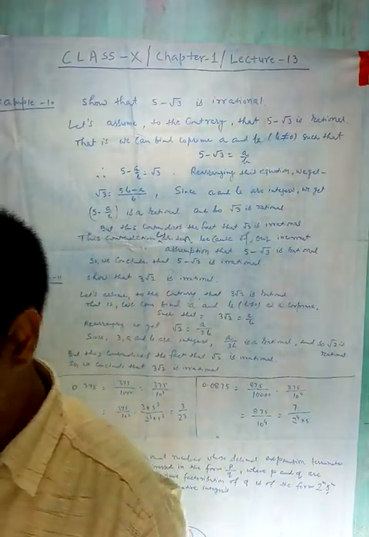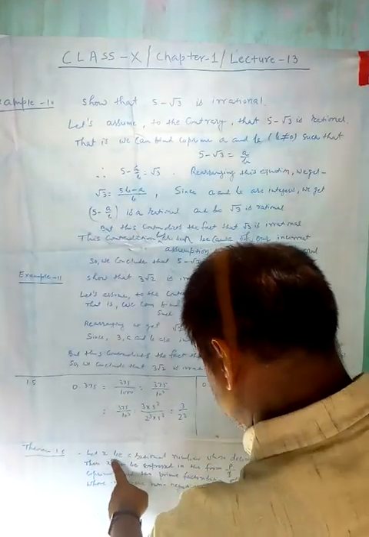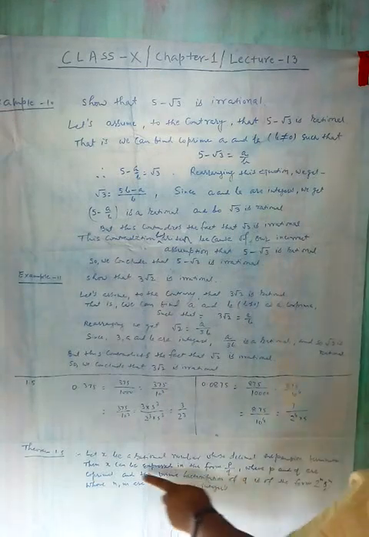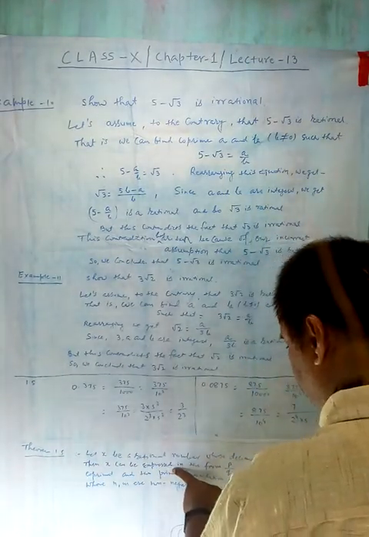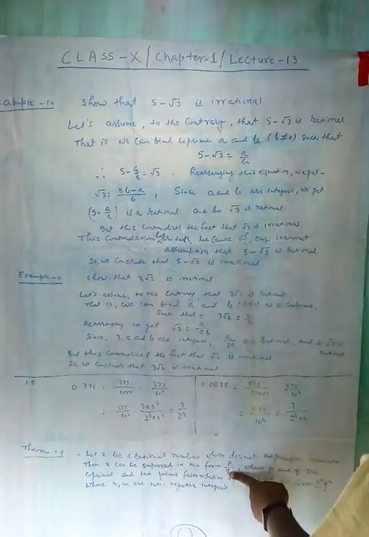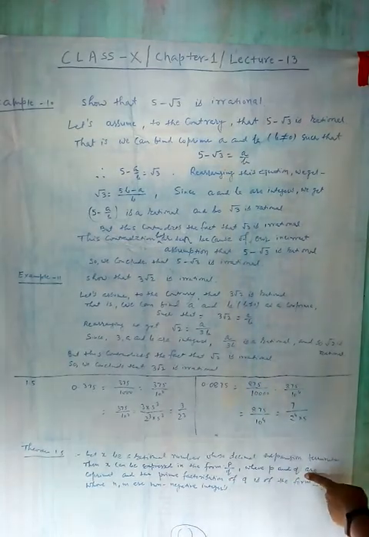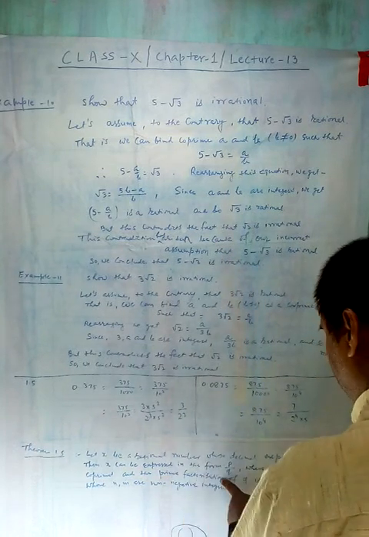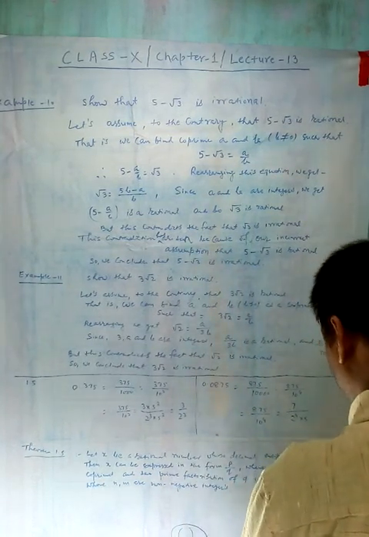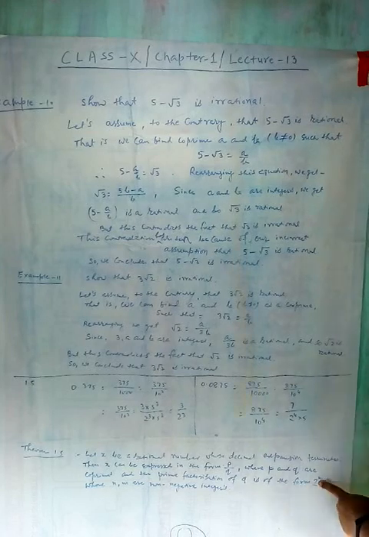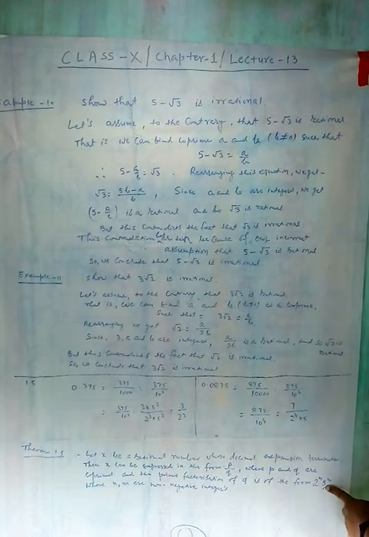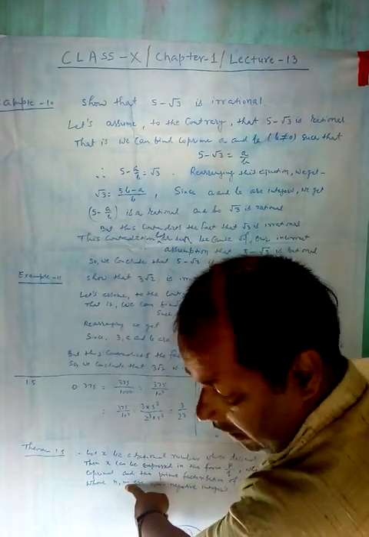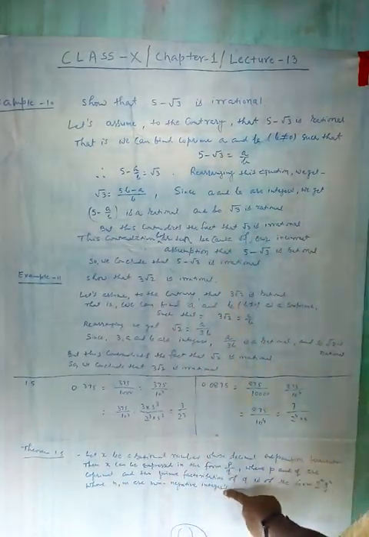Let x be a rational number whose decimal expansion terminates. Then x can be expressed in the form p by q, where p and q are co-prime and the prime factorization of q is of the form 2 to the power n into 5 to the power m, where m and n are non-negative integers.